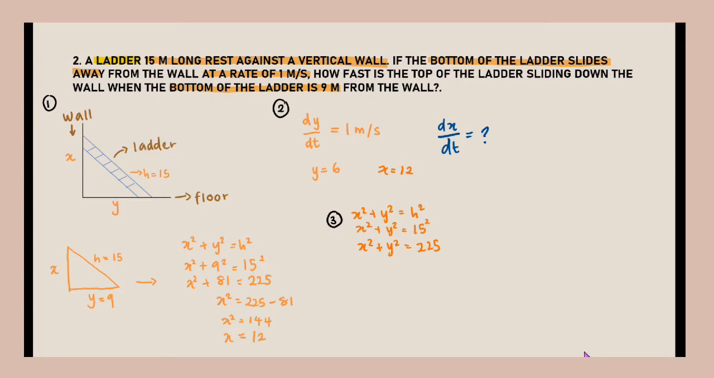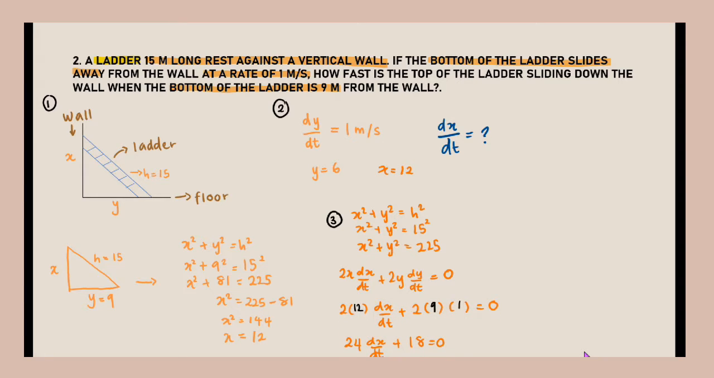The third step is we need to use the Pythagoras theorem, which is x squared plus y squared equals h squared, to find dx over dt. Then we need to differentiate x squared plus y squared equals 225. Differentiate x squared, we will get 2x dx over dt. Differentiate y squared, we will have 2y dy over dt, and differentiate 225, we will get 0.